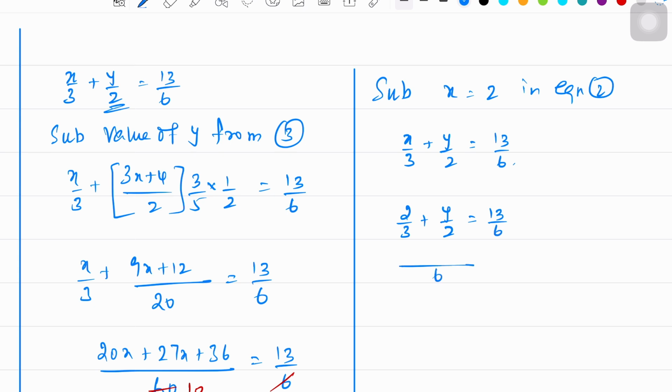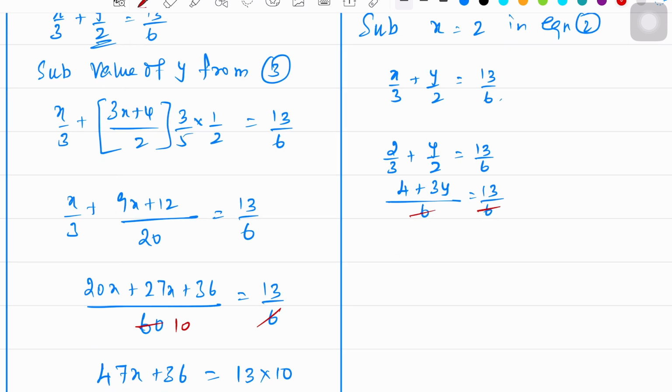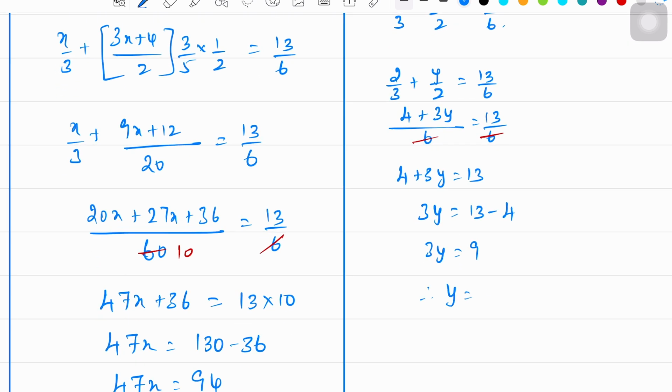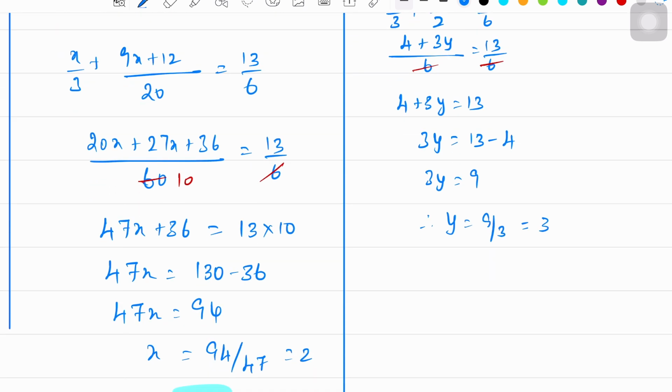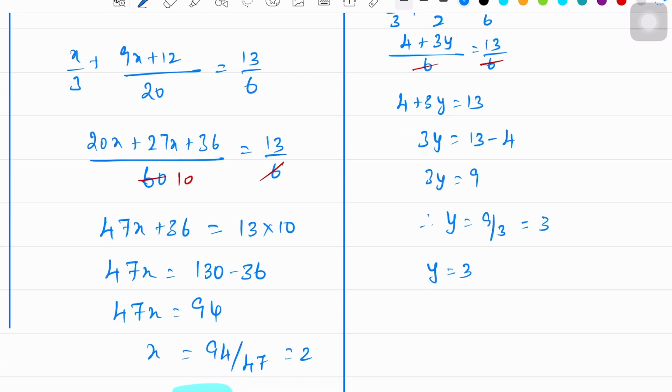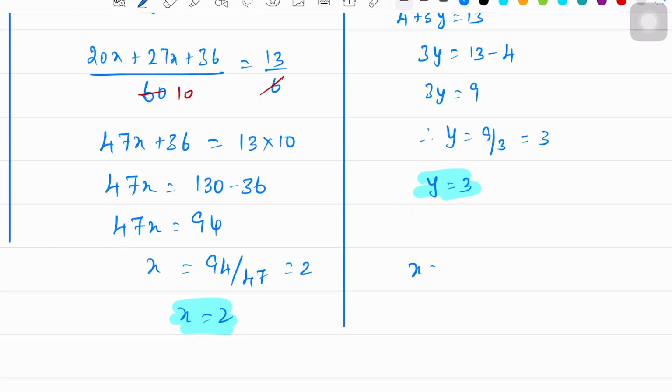LCM is 6. So 3 will go 2 times, 2 twos are 4, plus 2 will go 3 times, 3y, equals 13 over 6. You can cancel both the denominators. It's equal. And 4 plus 3y equals 13. 3y equals 13 minus 4, and 3y equals 9. Therefore y equals 9 over 3, which is equal to 3. So we found the value of y, which is equal to 3. So the answer is x equals 2 and y equals 3 is our solution.